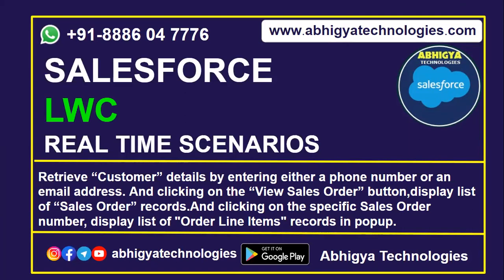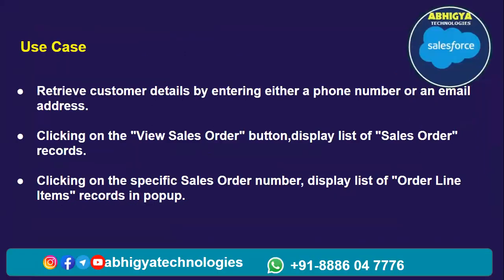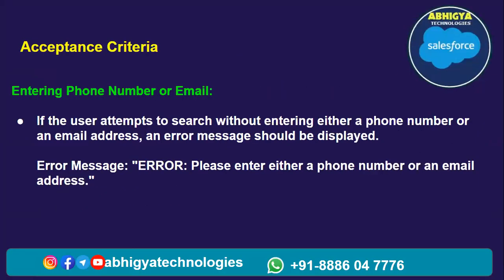In the previous video, we discussed how we are going to verify the data if they are not giving either a phone number or email. They are searching without entering either phone number or email, we displayed an error message, and we created a new CSS file for the Lightning Web Component bundle and applied the red color and bold font. We discussed that in the previous video.